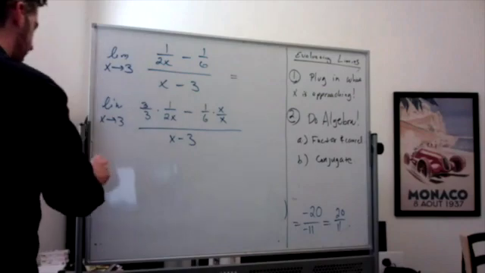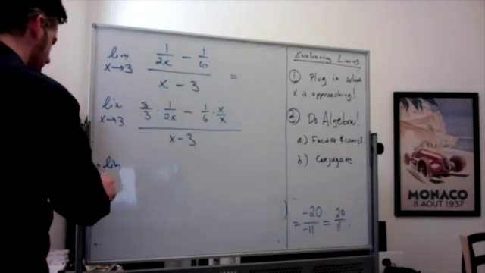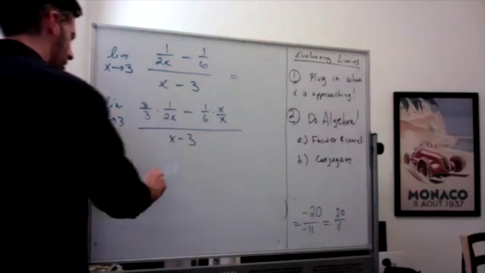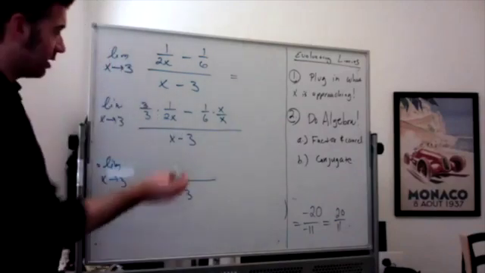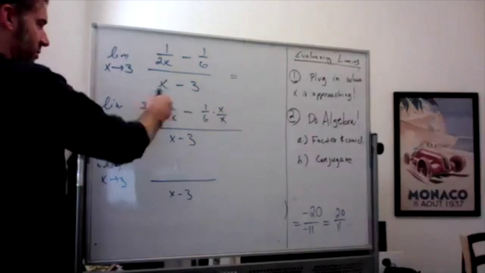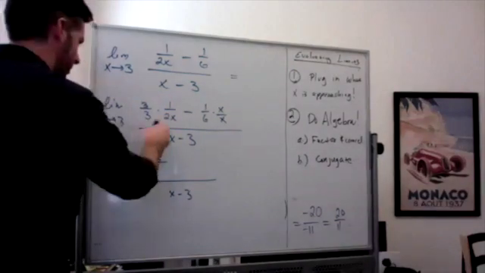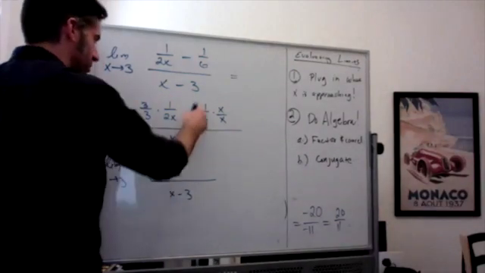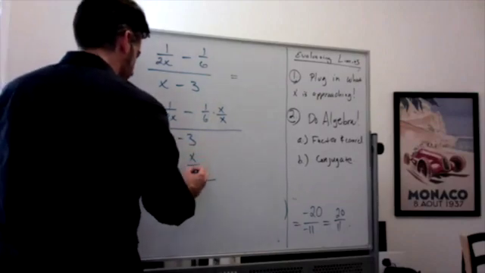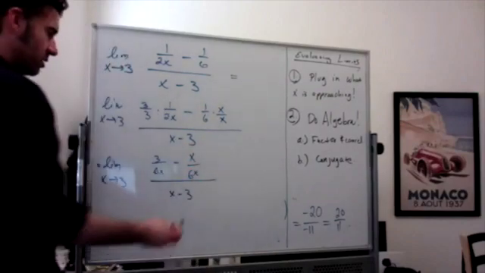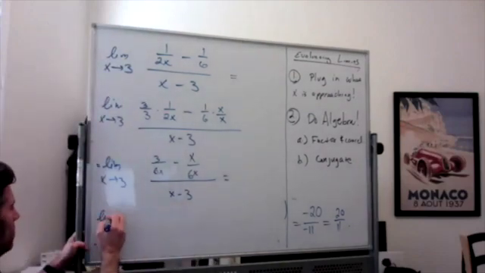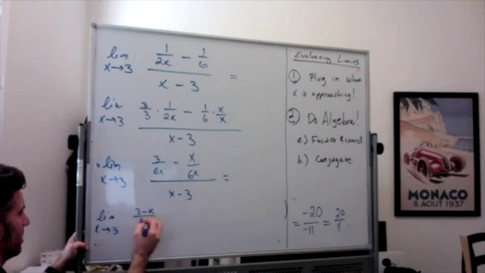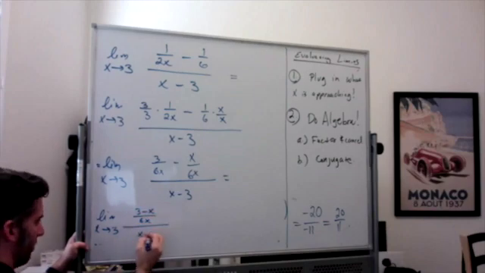So then here's what I've got. I've got the limit as x approaches 3 of, with x minus 3 in the bottom, in the numerator, 3 times 1 over 3 times 2x minus 1 times x over 6 times x. So I can write this as the limit as x approaches 3 of 3 minus x over 6x over x minus 3.